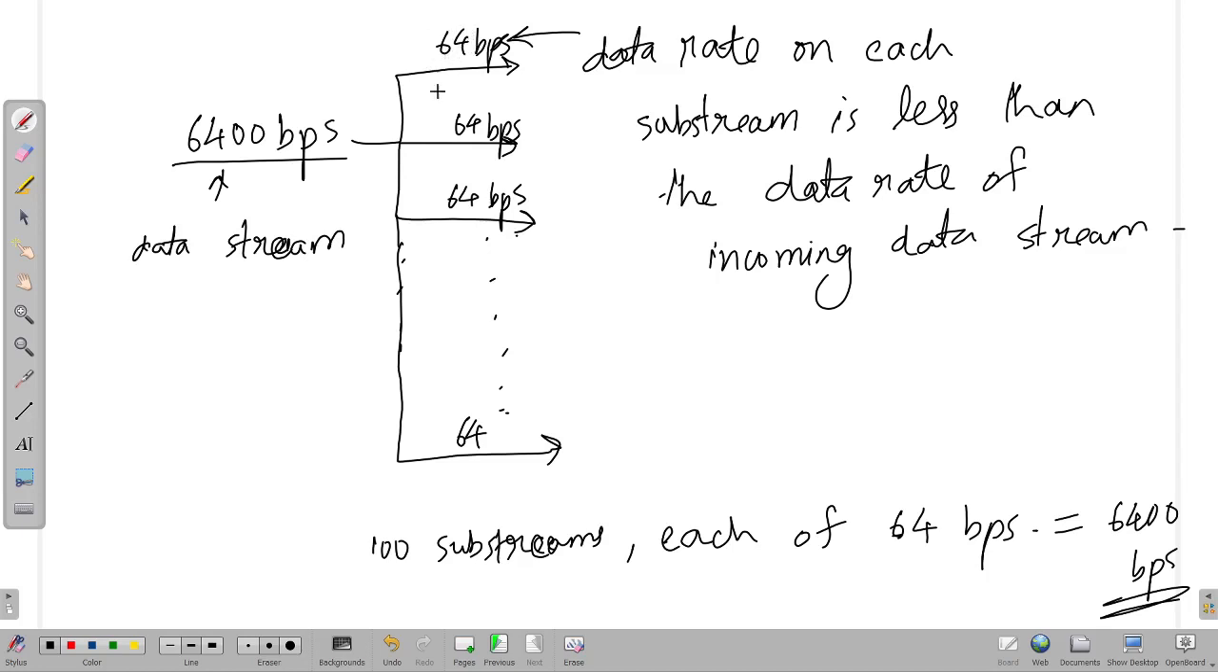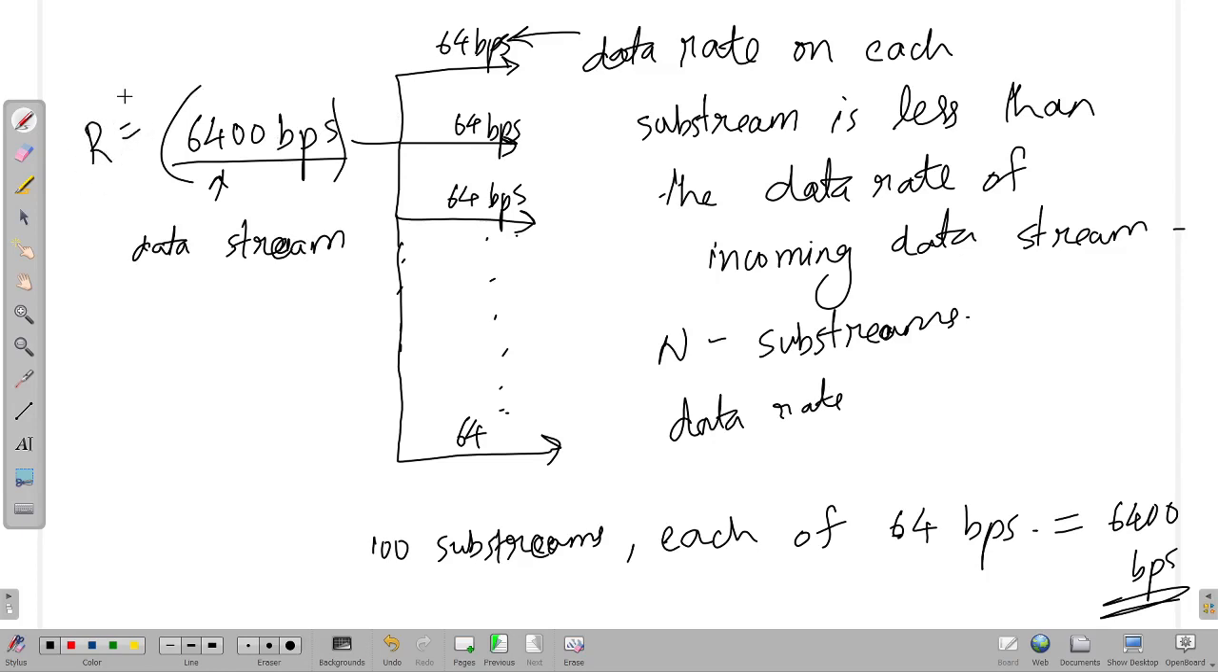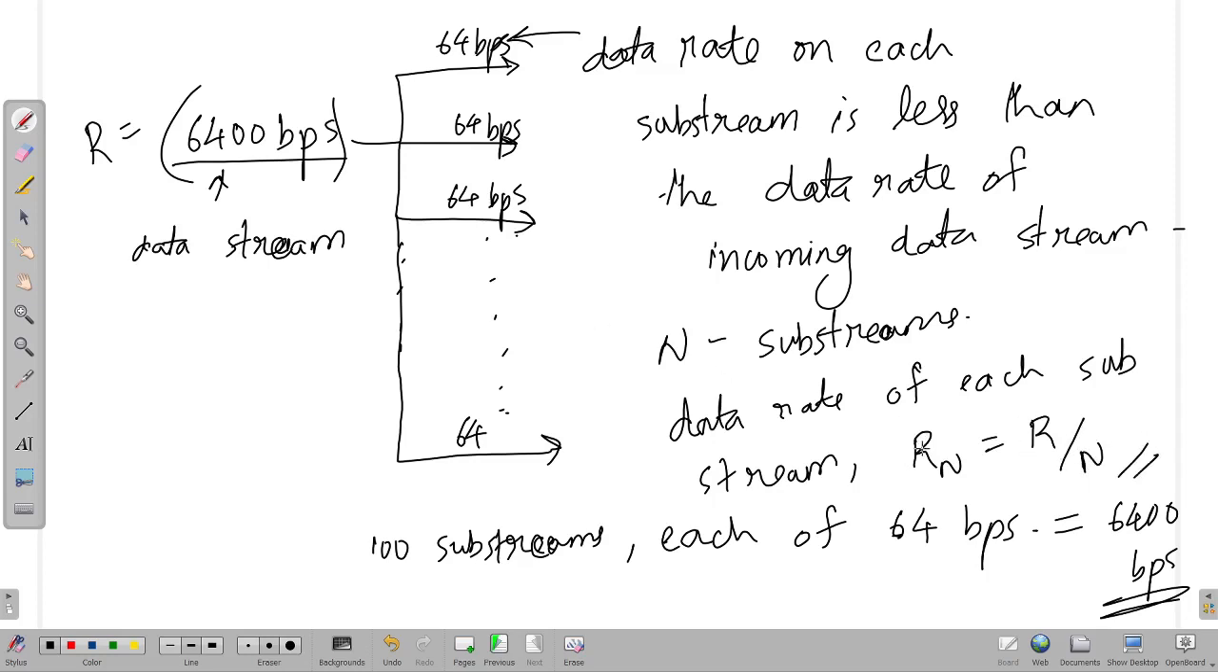And see how this division is done. If you have n number of substreams, suppose the data rate of the main stream is denoted by R. Then the data rate of each substream, given by Rn, is going to be R divided by n, right? Here Rn is equal to 64 bits per second, and you can see this data rate has reduced. It was 6400 bits per second divided by the total number of substreams you are dividing into. That will give you the data rate on each individual substream, right?